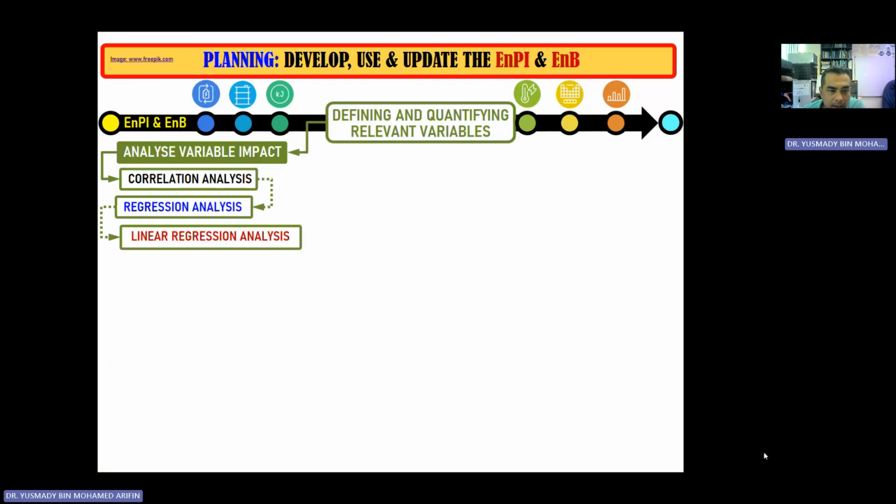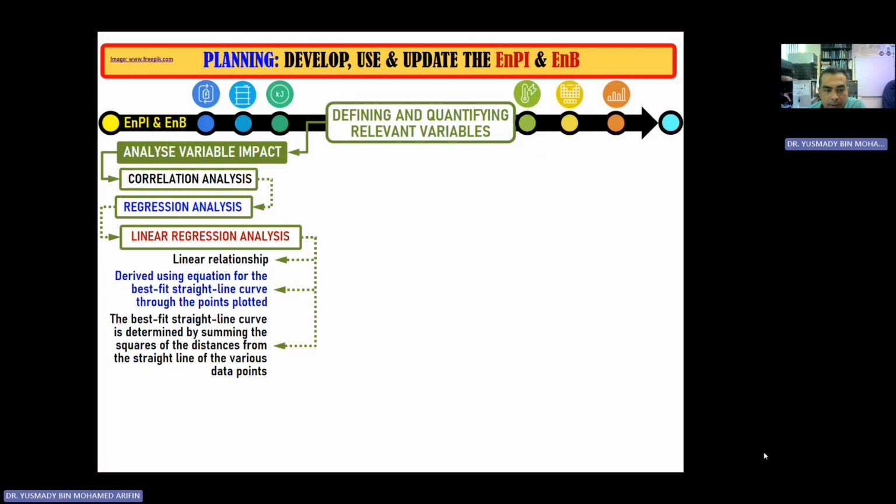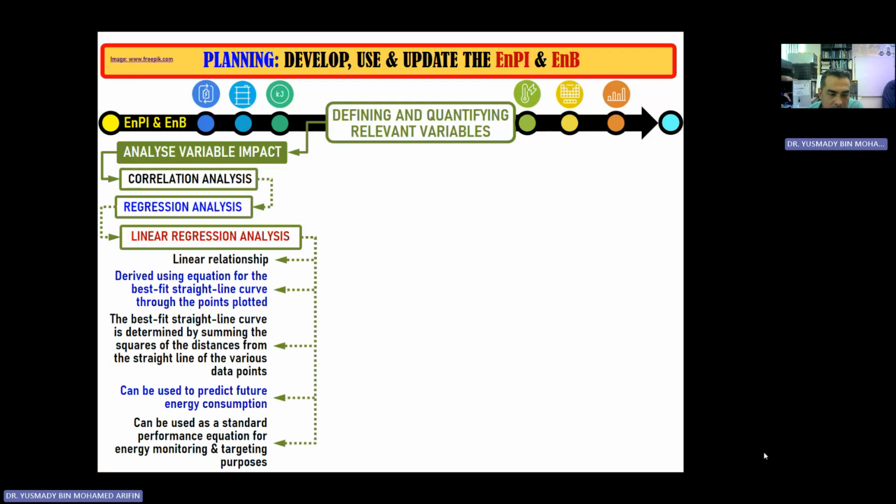Okay, under regression analysis, we have linear regression analysis. So the relationship will be linear. The analysis will derive an equation for the best fit straight line through the points plotted. The best fit straight line is determined by summing the square of the distance from the straight line of the various data points. Later on, we will explain the linear regression analysis using a specific graph. And the linear regression analysis can be used to predict future energy consumption and also as a standard performance equation for energy monitoring and targeting purposes.